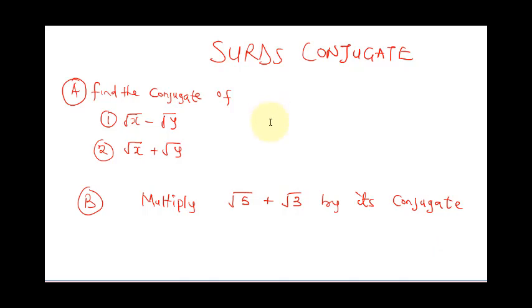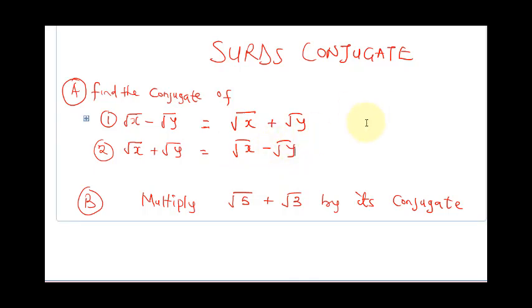Now, this question says we should find the conjugate of root x minus root y. The meaning of conjugate is to repeat the term but change the polarity sign. So the conjugate of root x minus root y is going to be root x plus root y. Same thing applies here. The conjugate of that is going to be what? That's root x minus root y.